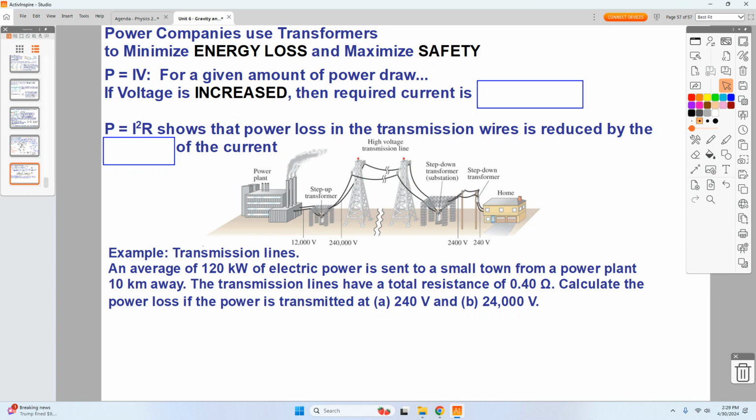Oh, I thought the current killed people. But wait one second. If I make the voltage bigger, it will not increase the current, for a given amount of power. Power is constant. So let's write an equation here. Power is equal to I times V. If I make the voltage bigger, that makes the current smaller.